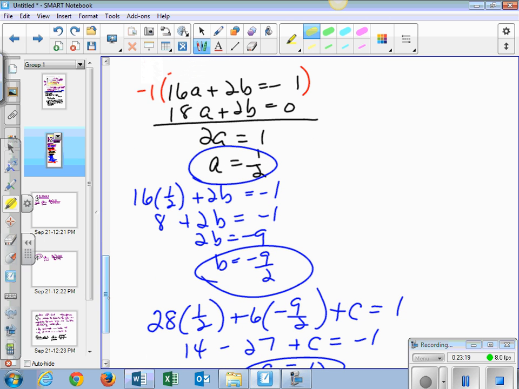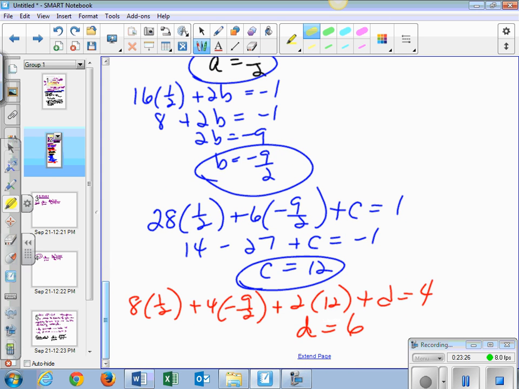So I was able to eliminate the b. I got a to be 1/2, b to be -9/2 when I did some back substitution. I got c to be 12 and d to be 6.